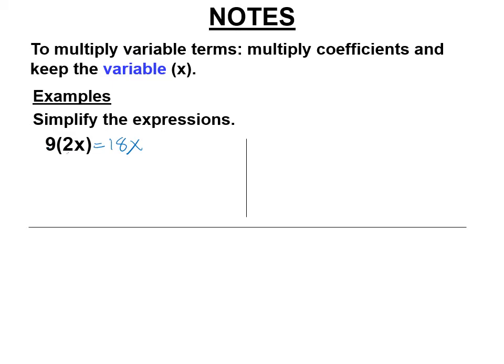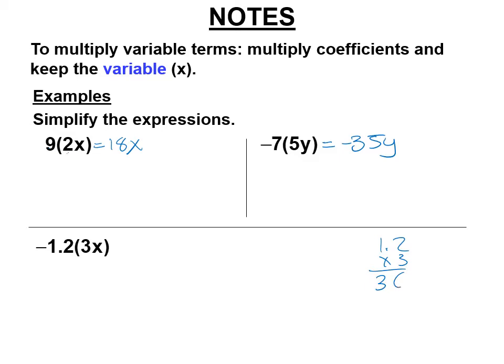You can go play with a calculator. You make x any number. 9 times 2 times x will always equal 18x. 18 times x. So -7 times 5y is -35 times y. -35y. -1.2 times 3x. Well, 1.2 times 3 is 3.6. So this is -3.6 times x. -3.6x is how we would say it.